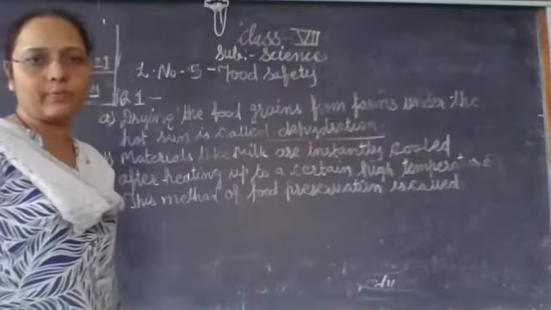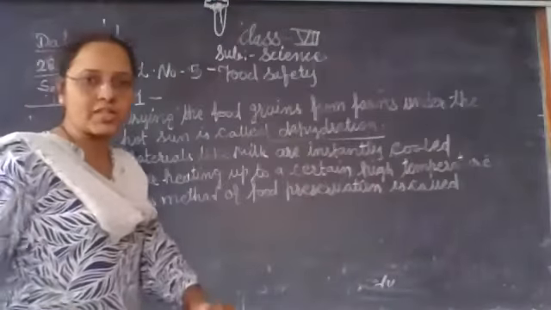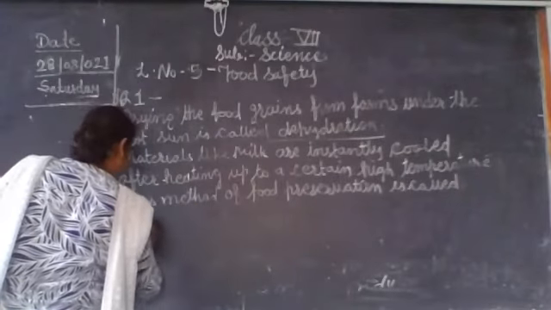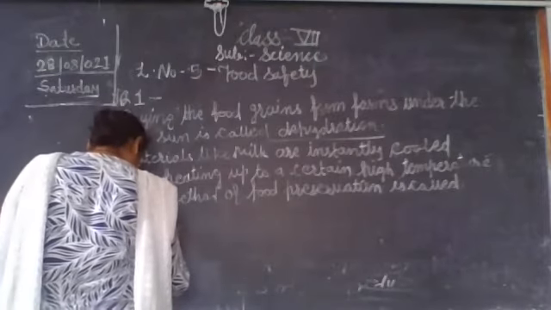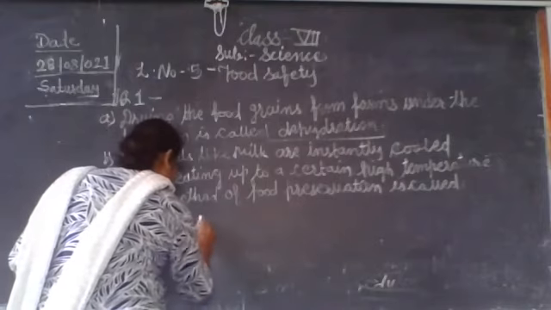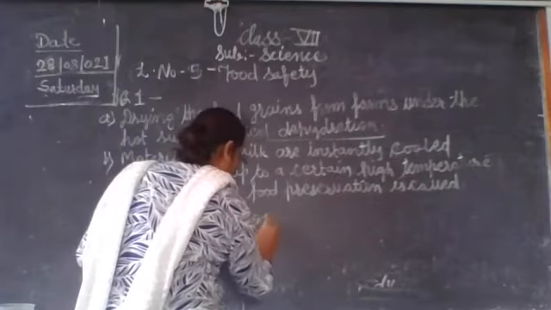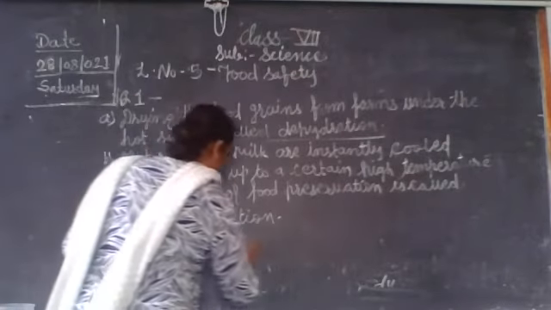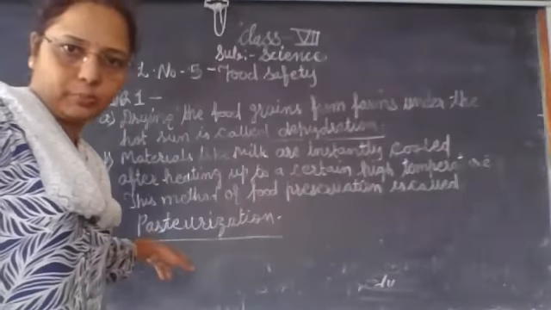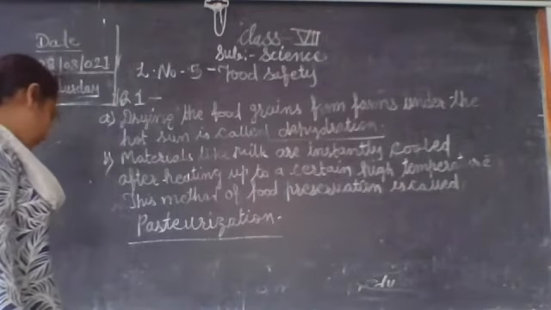So that method of preserving milk is pasteurization. We will see on the packet, the pasteurized milk is written on that. Please check on the milk packet, it is written pasteurized milk. So that is B, then C.